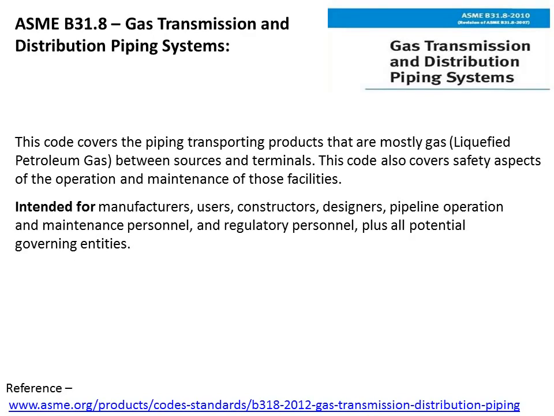B31.8 is totally dealing in gas transmission and distribution piping systems. This code covers the piping transporting products that are mostly gas. We have seen that of the liquid, now this is for the gas, between sources and terminals. This code also covers safety aspects of the operation and maintenance of those facilities.